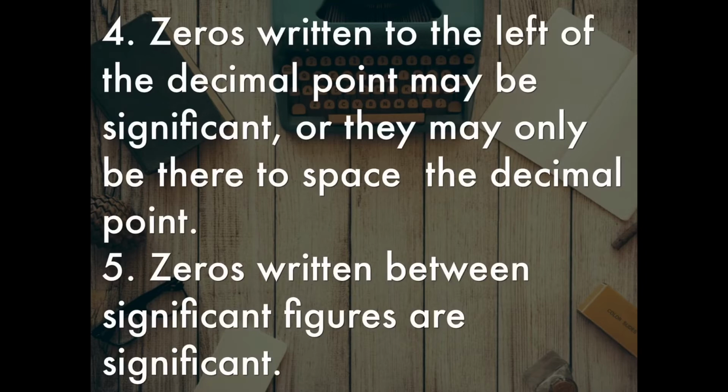Number 4. Zeros written to the left of the decimal point may be significant, or they may only be there to space the decimal point. For example, 200 centimeters could have 1, 2, or 3 significant figures. It's not clear whether the distance was measured to the nearest 1 centimeter, to the nearest 10 centimeters, or to the nearest 100 centimeters. On the other hand, 200.0 centimeters has 4 significant figures. Rewriting the number in scientific notation is one way to remove the ambiguity. Number 5. Zeros written between significant figures are significant.